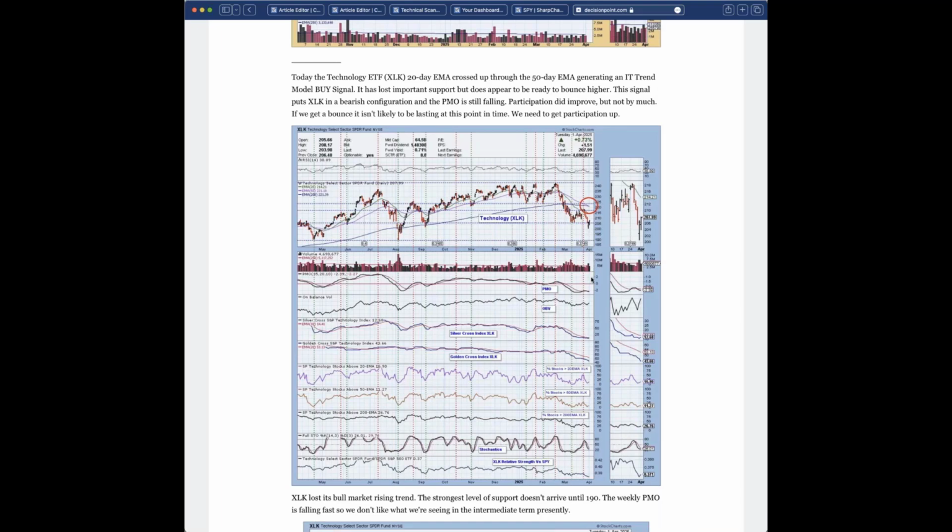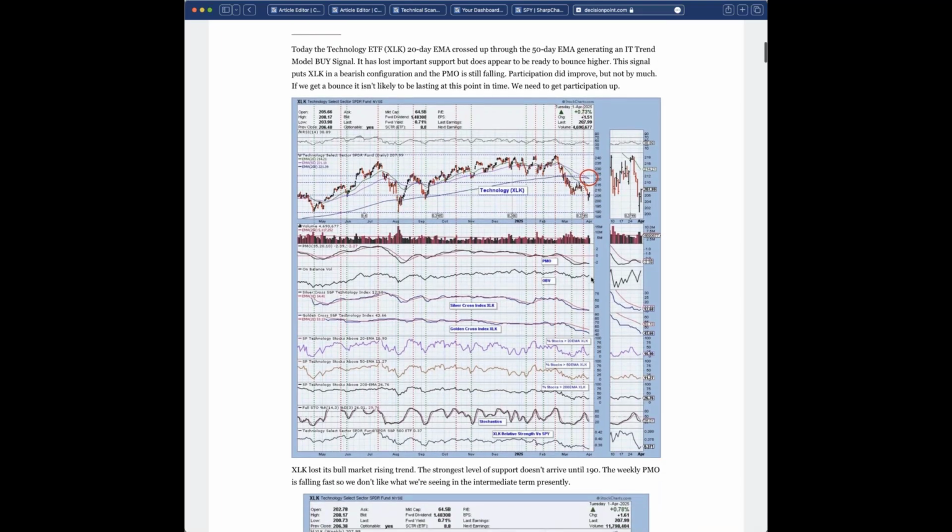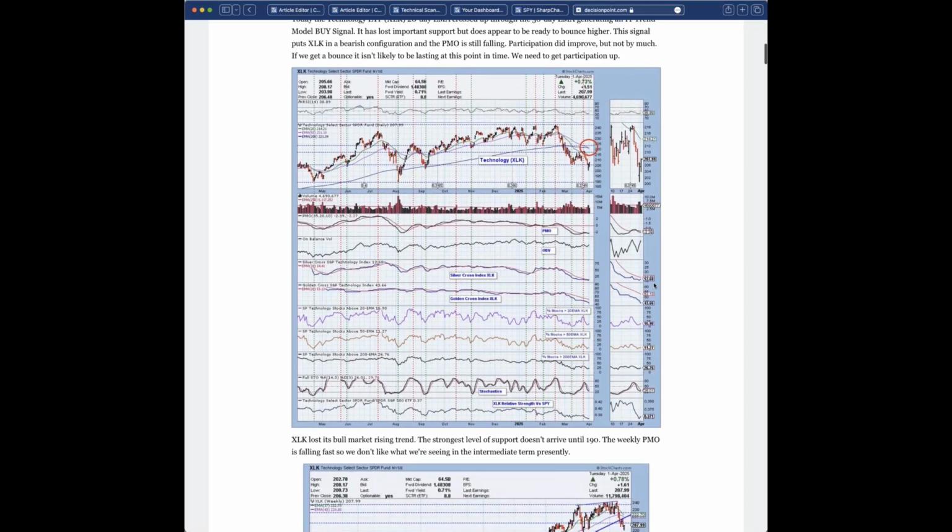And we can see under the hood on technology, we always show those under the hood charts. You can see that right now the Silver Cross Index is very, very low, and the Golden Cross Index is below our 50% bullish threshold. And then look at the participation under the hood here right now. We have very few stocks above their 20, 50, and 200-day EMAs. This was as of yesterday evening. And that tells me that these two could continue to move even lower than where they are now.